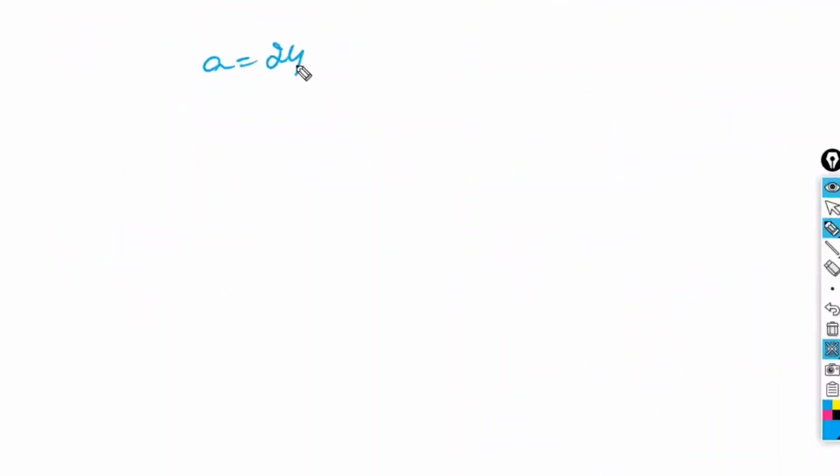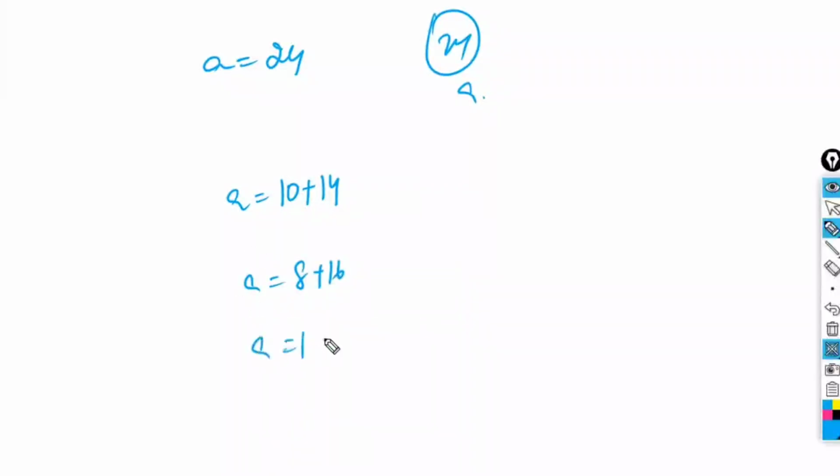A is equal to 24. What is the meaning of this? 24 is assigned to A. Is there any other option, how else can I assign 24 to A? A is equal to 10 plus 14 also I can write. Then also A is equal to 24 only, right? A is equal to 8 plus 16 also I can write. You can write A is equal to 1 plus 1 plus 1 like this, up to 24, right?